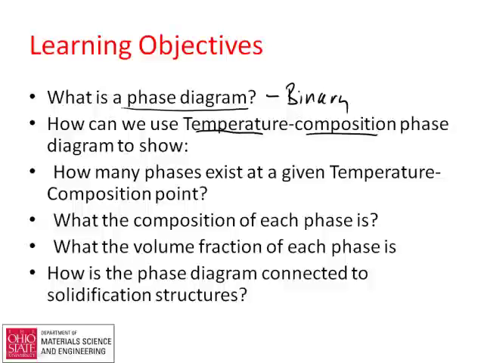This is by far the most commonly used type of phase diagram in material science. With this, we're going to learn three important things that we can get out of a phase diagram. The first one is, if we know the overall composition and the temperature, we can say how many phases we will have at a given temperature-composition point.